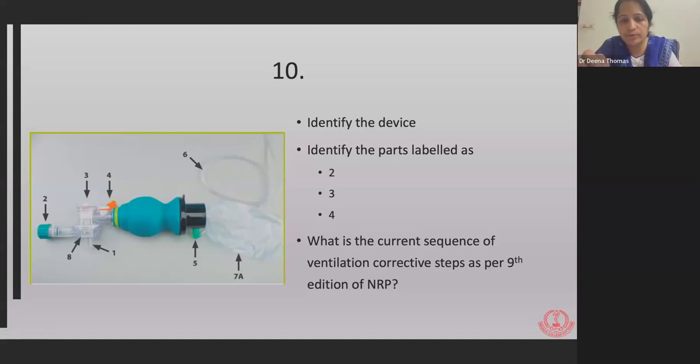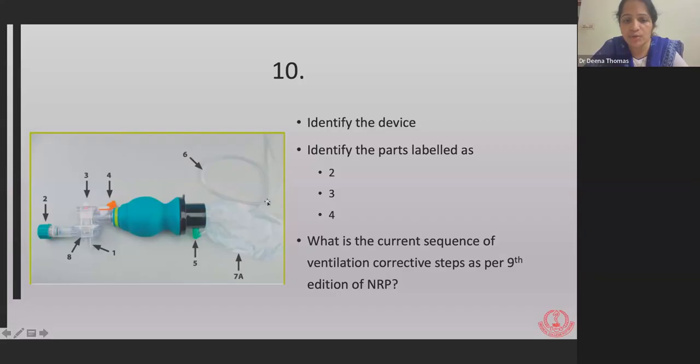Everybody should be thorough with each and every part of the self-inflating bag. It can be asked in the resuscitation viva, and it can be asked in the instrument station. So the self-inflating bag and the T-piece resuscitator should be thorough. The NRP sequence and the new NRP changes should be thorough with each and every person, because the new NRP changes will be asked whenever they come. They are asked for 1 to 2 years in the exam.